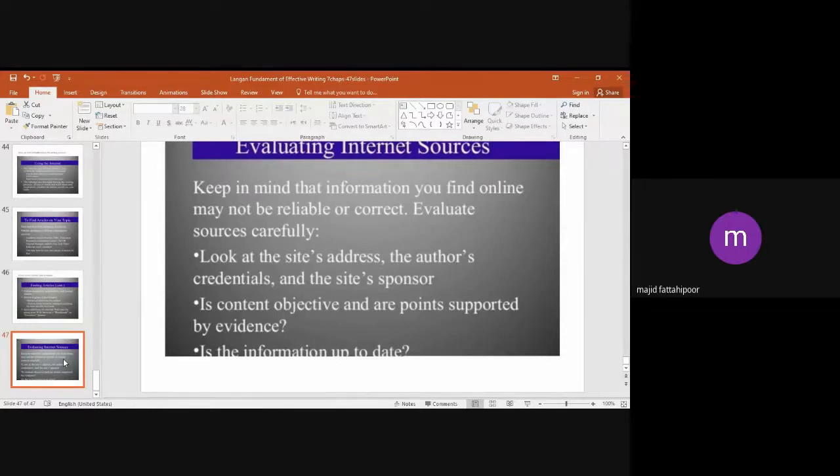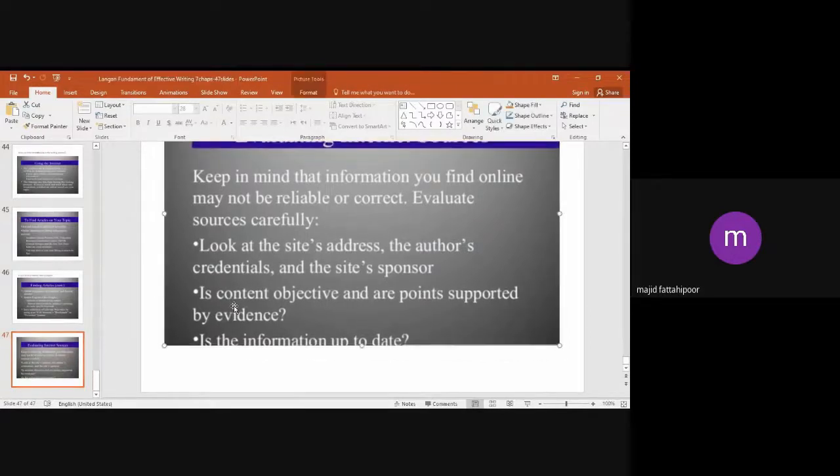So how can you understand the website is valid? You look at the site address, the author's credentials, you can search the author, and the site's sponsor. It's very important because if the site sponsor is some business, they would only look at the profit for their business. For example, they say this product is the best, while this is not scientific. So you have to look at those before using their information. It's easy, and with practice you can do that.